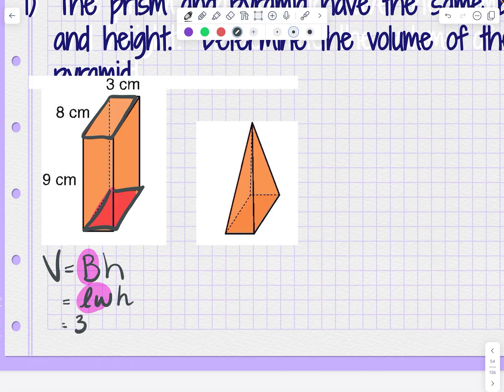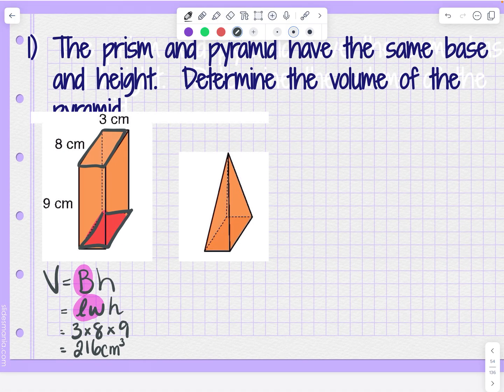Okay, if I do that now, I'm going to get 3 times 8, length times width, times the height of 9. And you get 216 cubic centimeters. This pyramid has the same base and the same height. So if I want the volume and it has the same base and the same height, I can just use the formula: the volume of the prism divided by 3. So 216 divided by 3, and I get 72 cubic centimeters.